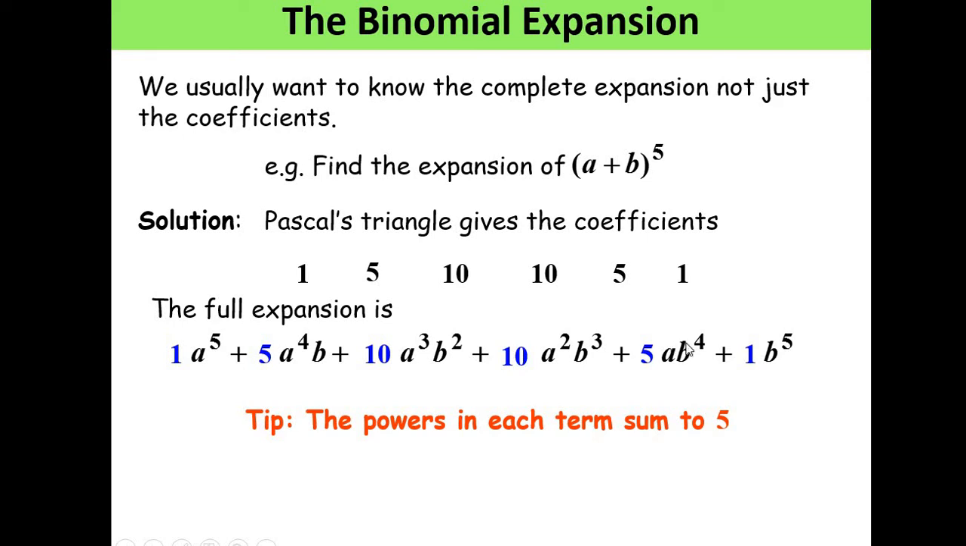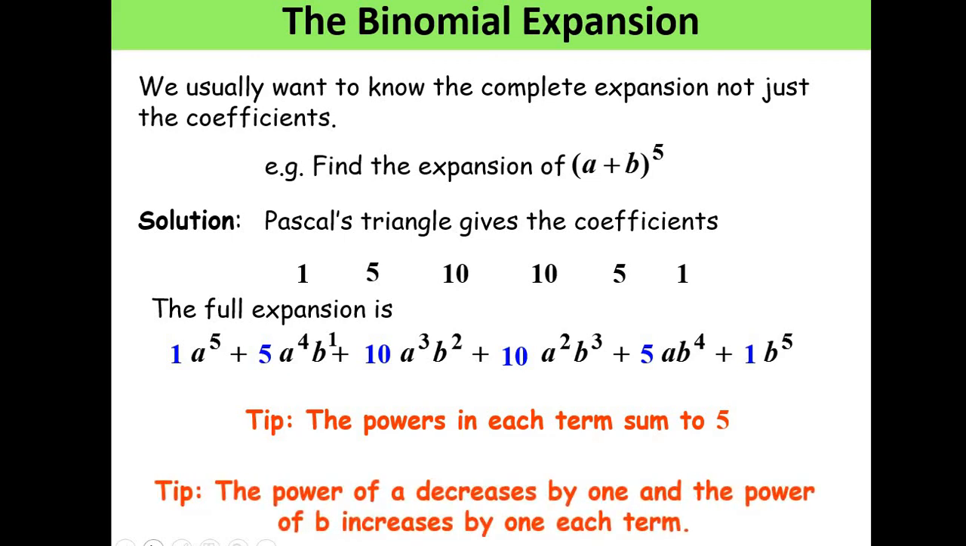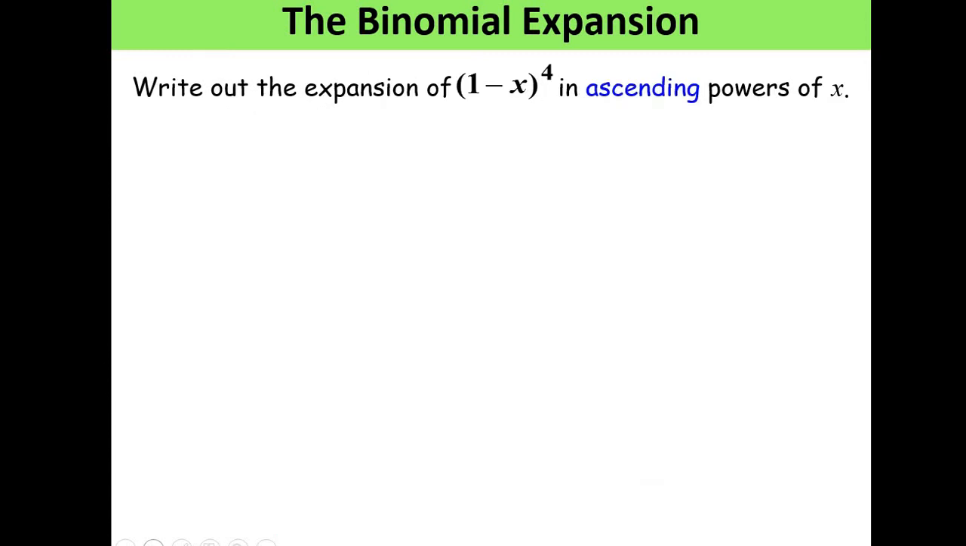So look, you've got 1 add 4 there would make the 5. Yeah, and you've got an a to the 0, 0 add 5 there would make the 5. Okay, and we've talked about going down in one power but increasing in the other power.